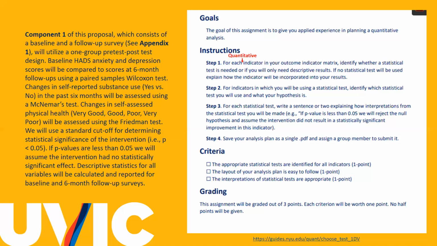so that I can readily assess, in one paragraph or by looking at this paragraph in combination with your appendix assignment, whether or not you're using the right tests. And then the interpretations of the statistical tests need to be appropriate. So you can decide on what that means.